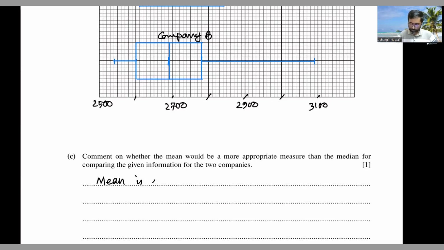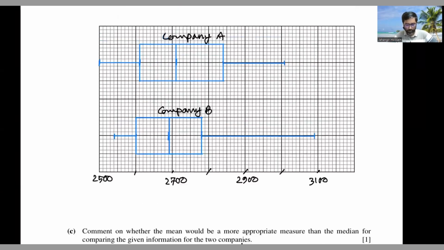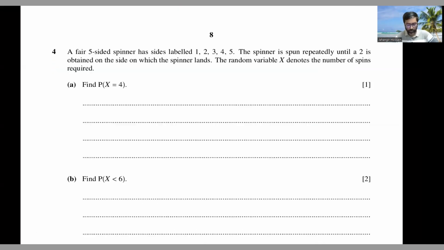Mean is a less appropriate measure as there is an extreme value in company B. All right, that's part C. That's the end of this question. Now let's move on to the next question. It's number four.